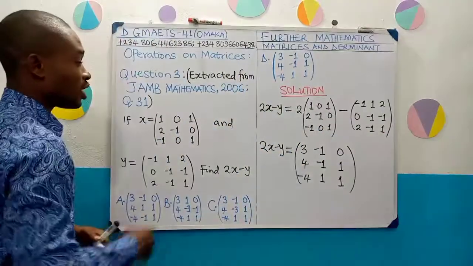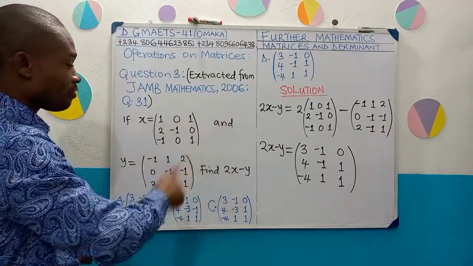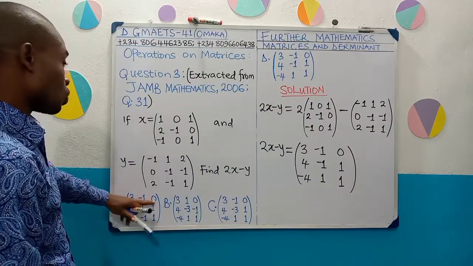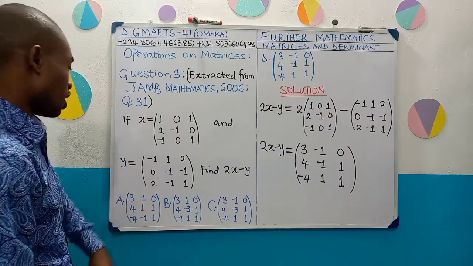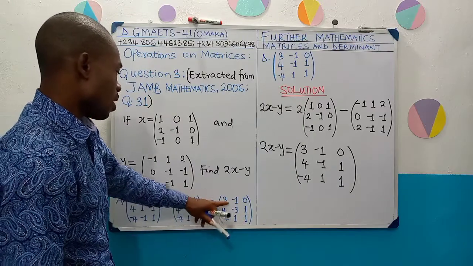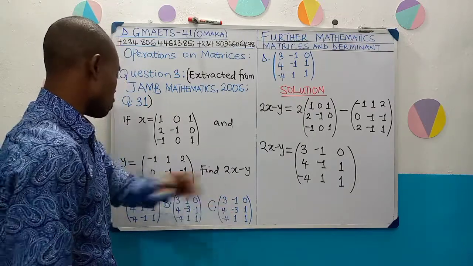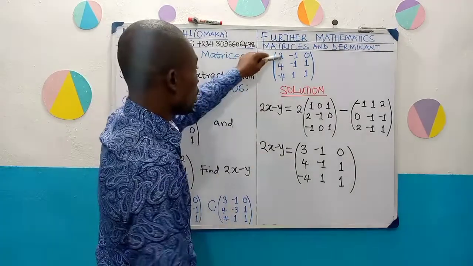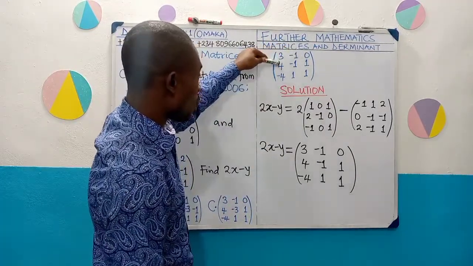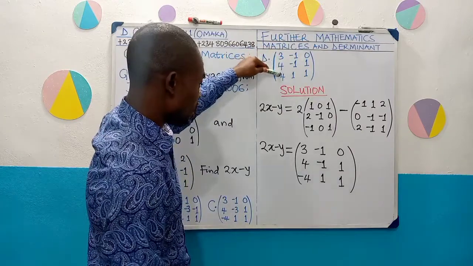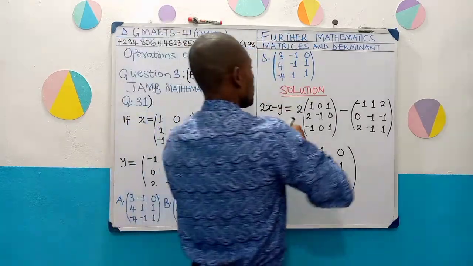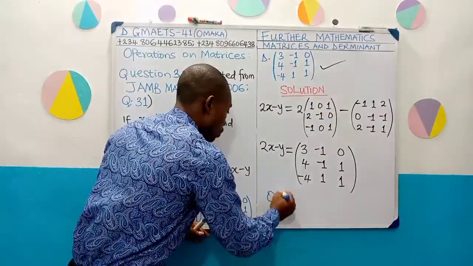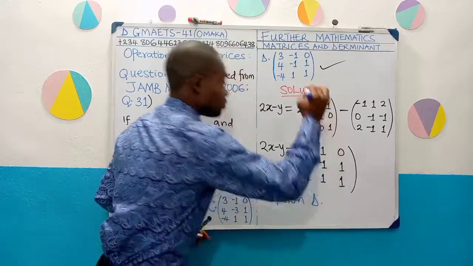Let's see the correct answer there. 3 minus 1, 0. 4 minus 1, 1. Minus 4, 1, 1. So we go and see 3 minus 1, 0. 4, 1, we all know that's not the answer. So 3 minus 1, 0. 4 minus 3, no, that's not the answer. 3, 1, this is not the answer. 3 minus 1, 0, yes. 4 minus 1, 1, yes. Minus 4, 1, 1, correct. So this is the correct option. Let me write it out here. Option D is the correct answer.